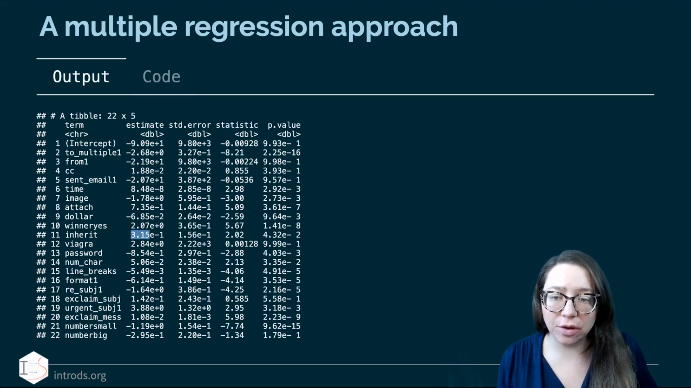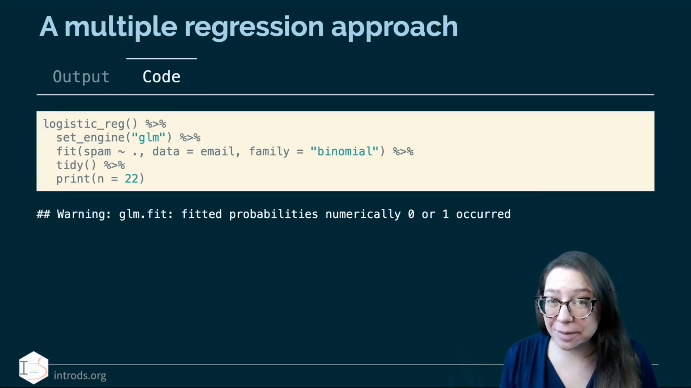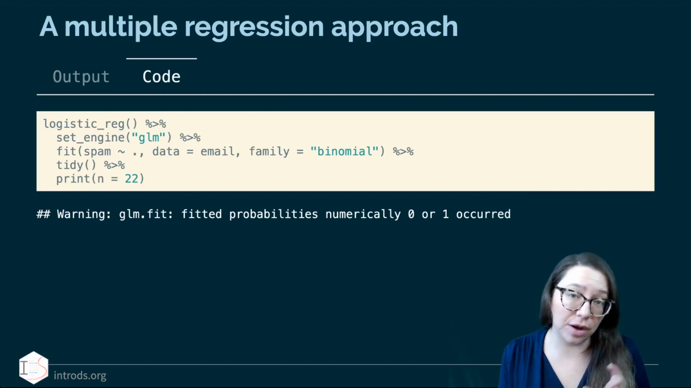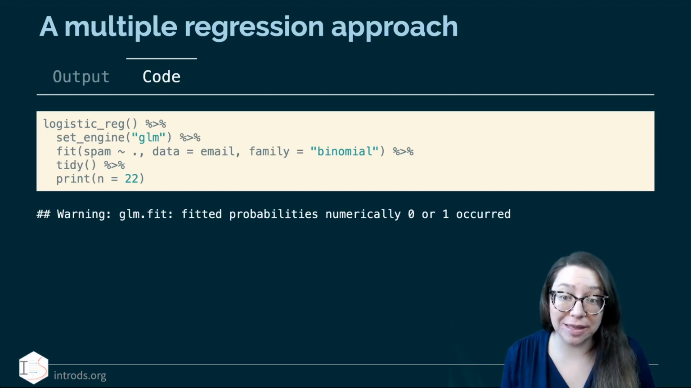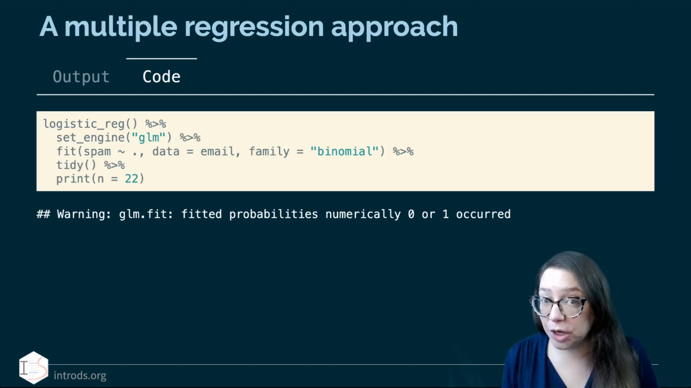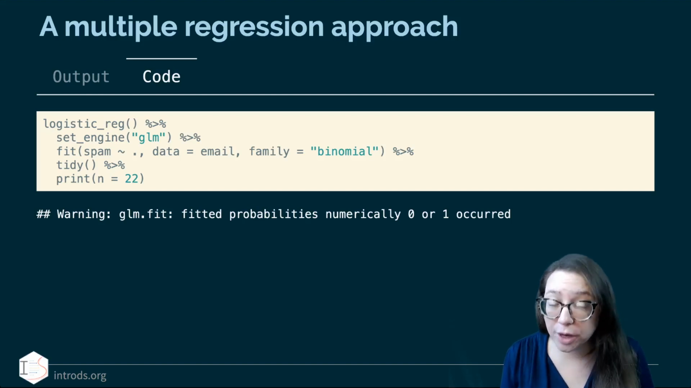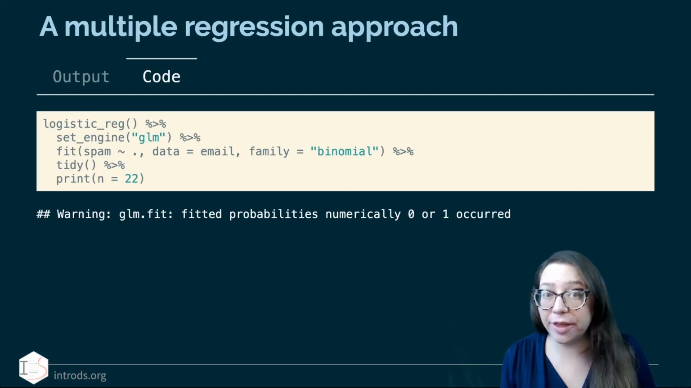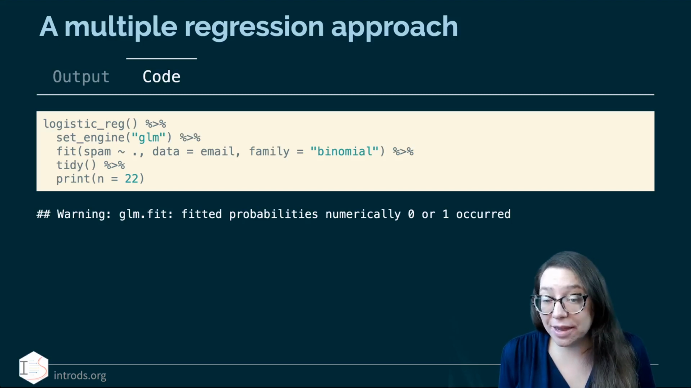Now, going back to the code, you'll see a couple things here. First of all, I have a warning here that says fitted probabilities numerically 0 or 1 occurred. That basically means that for some of the emails, the probability was calculated to be exactly 0 or exactly 1. And there are two reasons why this might happen. One of them might just be that it is possible. If that makes sense for the data set that you're working with, that a probability of 0 or 1 could occur, then you might just take that as a warning and move on.